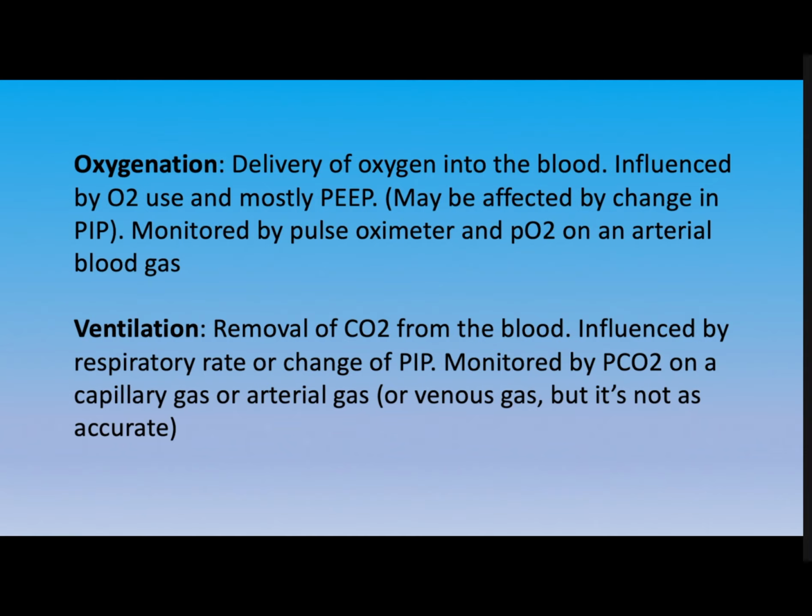When we look at ventilation, the removal of CO2 from the blood, we can influence that by either increasing our rate, which will increase our CO2 removal, or we can change the PIP, which increases our CO2 removal as we increase the PIP. The only way we have to monitor our carbon dioxide in the baby is by a PCO2 on a capillary gas or an arterial gas. We can use a venous gas, but it's not as accurate.